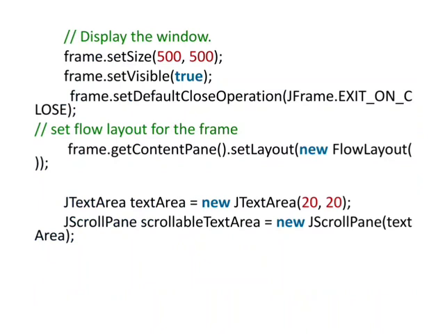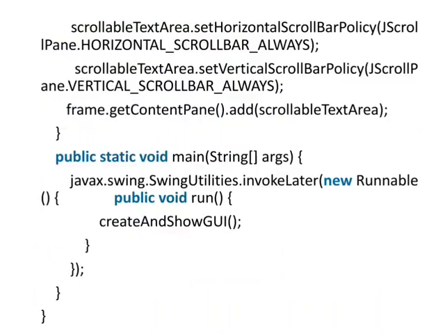Then next is to display the window, that is frame.setSize(500, 500), frame.setVisible(true), frame.setDefaultCloseOperation(JFrame.EXIT_ON_CLOSE). Then set the flow layout for the frame, that is frame.getContentPane().setLayout(new FlowLayout()). Then JTextArea textArea = new JTextArea(20, 20), JScrollPane scrollableTextArea = new JScrollPane(textArea).